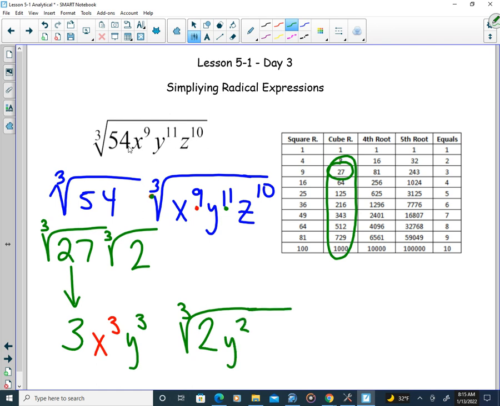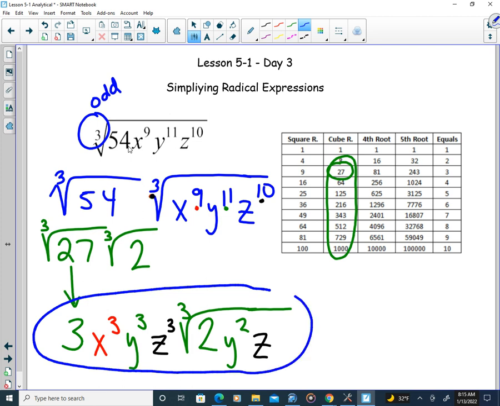And then last, we're going to do the z's the same way. How many times does 3 go into 10? It goes into it 3 times with a remainder of 1. And since our index is 3, that's an odd number, we don't have to worry about using absolute values. So this is your final answer. 3x to the cube, y to the third, z to the third, cube root of 2, y squared z.